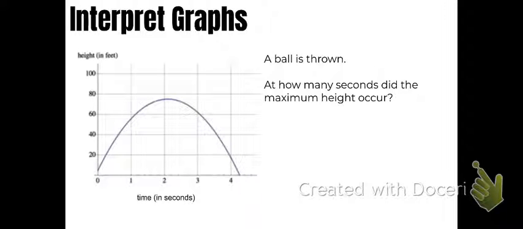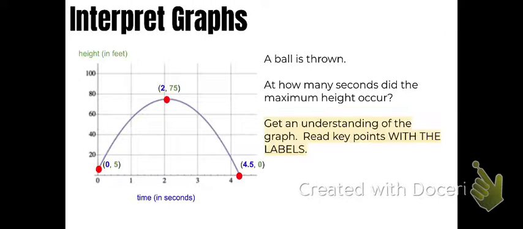Here we're going to talk about interpreting graphs of functions. So if you are given a graph like this, it says a ball is thrown, at how many seconds did the maximum height occur? It's important to first look at that graph and understand what it's showing you. Pick out those key points, like your intercepts, the vertex, the peak of the curve, and get an understanding of what those points are saying.